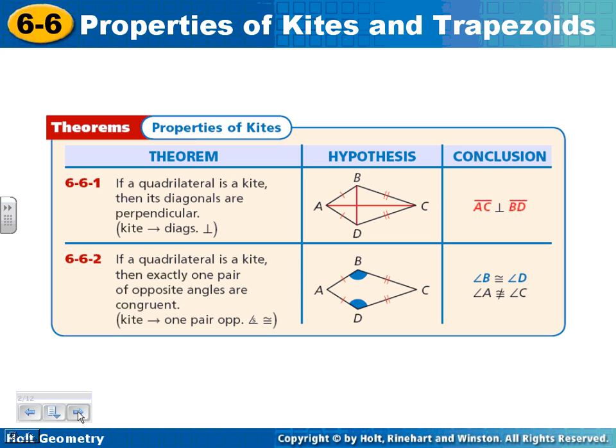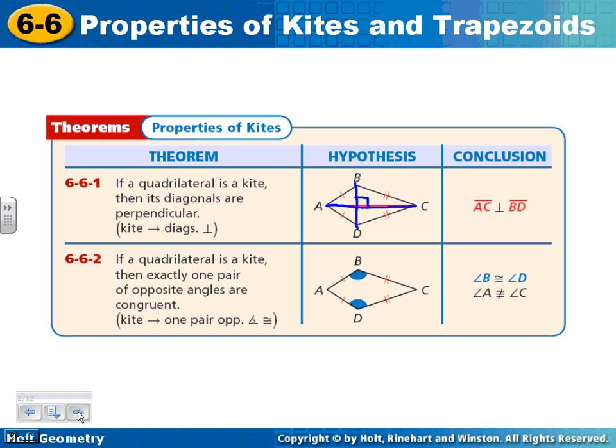Theorem 6-6-1 reads, if a quadrilateral is a kite, then its diagonals are perpendicular. So its diagonals, from A to C is a diagonal and B to D. That means I can put that little box in the corner to show they are perpendicular.